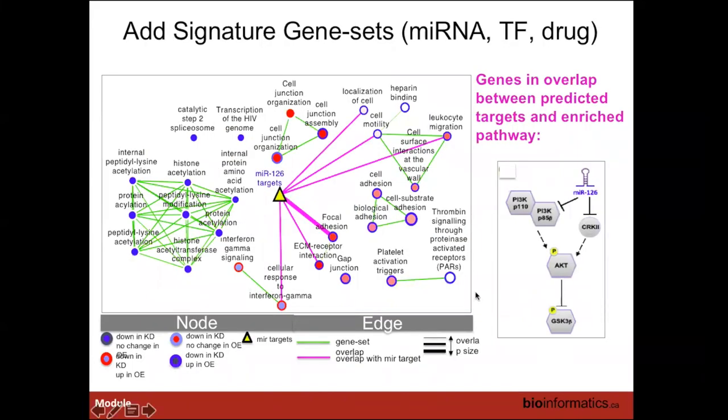Another feature of enrichment map is that we can add an additional gene set to the map. Those pathways are the result of pathway enrichment on gene expression. But in addition to that, we added microRNA targets to the map. And then we can see here that the microRNA targets were mostly overlapping or contained in the focal adhesion pathway. So a network visualization has the advantage of being able to add different layers of information.